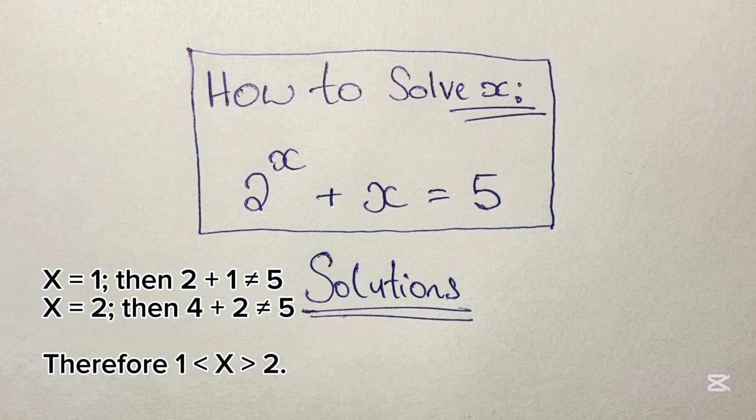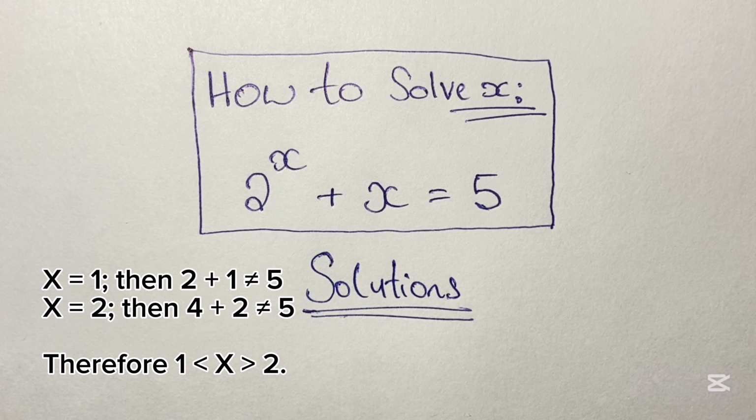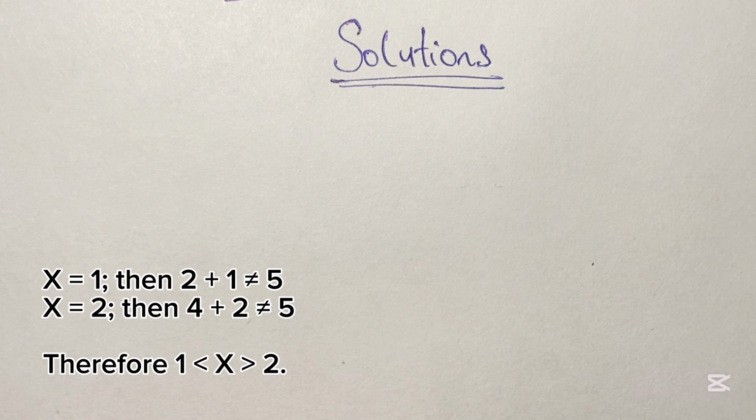Now looking at our equation, we can approximate the value of x by randomly selecting some numbers. By doing this, we can see that x is equal to 1 point something.